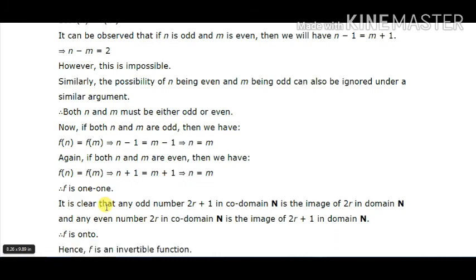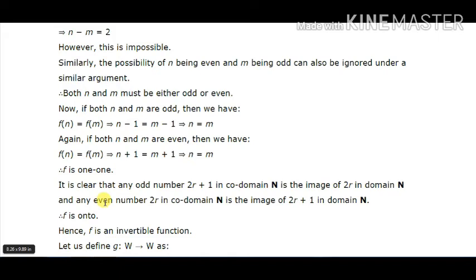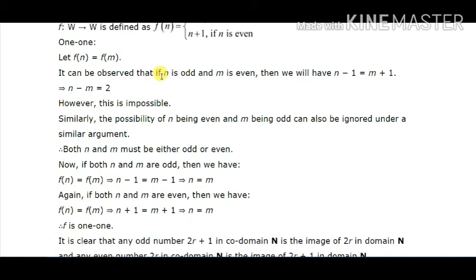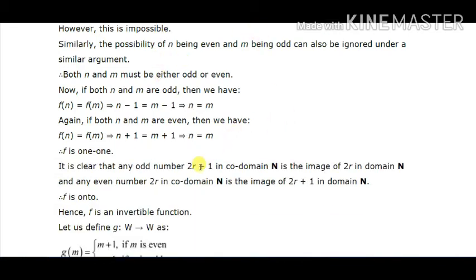Now what happens for onto? Now for any odd number in the codomain, when your n is even then this n plus 1 is odd. So suppose you take this as y, y is equal to n plus 1, then what does n become? y minus 1. It means if any odd number belongs to the codomain, then its pre-image will be 1 less than this, that is 2r. Then 2r belongs to the domain N, such that f of 2r is 2r plus 1.